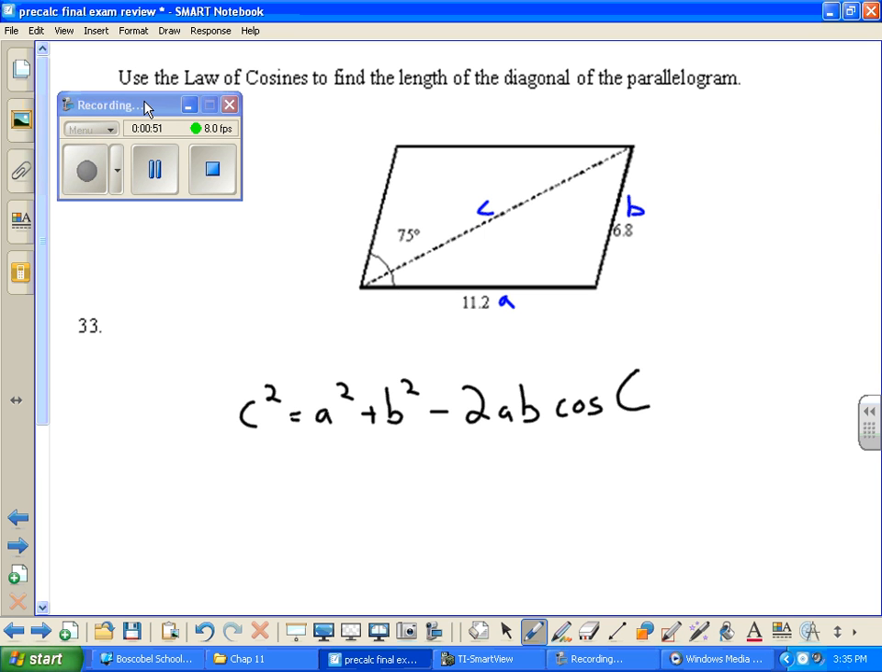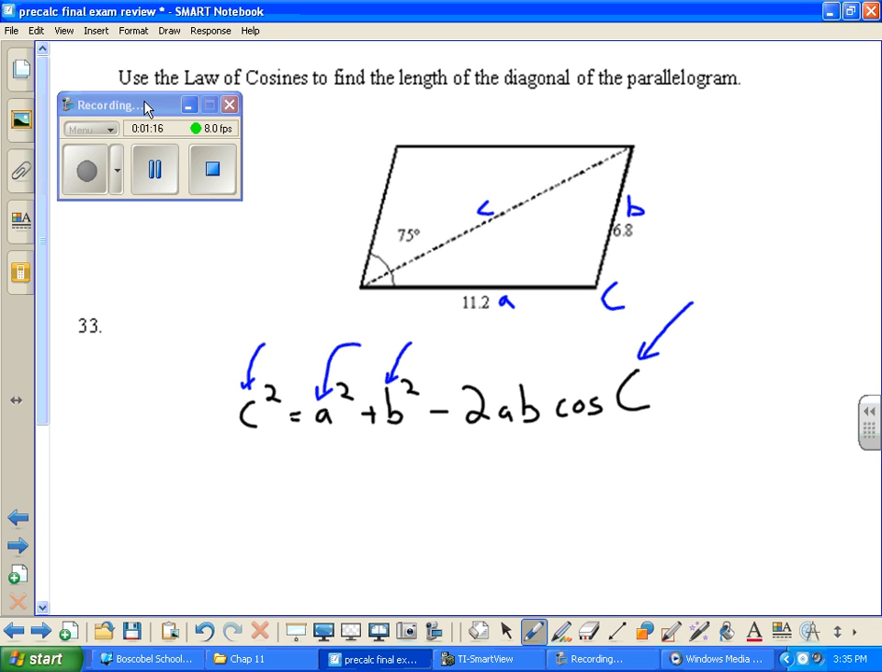So again, the little letters represent the lengths of sides, and the big letters represent angles. Right now I'm trying to find C, which is right here. That means I need to know A and B, which I can clearly find. Then it also looks like I need to know what measure of angle C is. Well, angle C is going to be this guy right here.